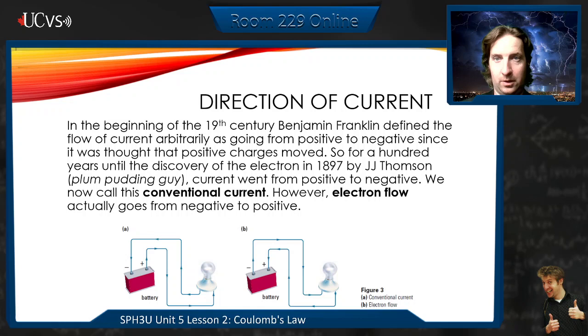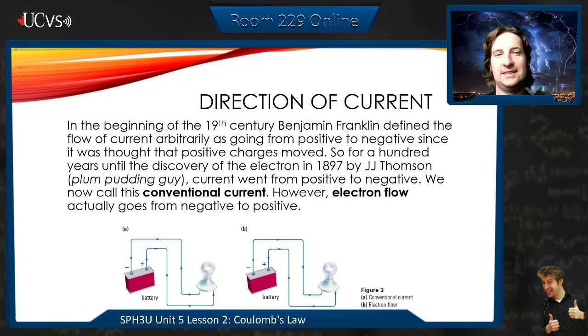Again, all this stuff was done in the 19th century, so there was no electron. So when they decided which way current would flow, they had a choice. They could have chosen positive to negative, or negative to positive. It was completely arbitrary. Benjamin Franklin decided that this flow of electricity would travel from the positive of the battery, let's say, to the negative, since they thought that positive charges were the actual charges that were moving.